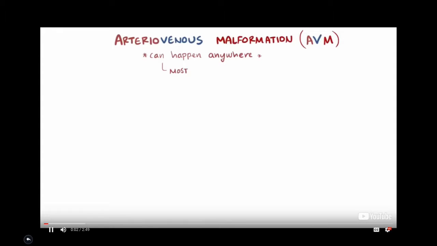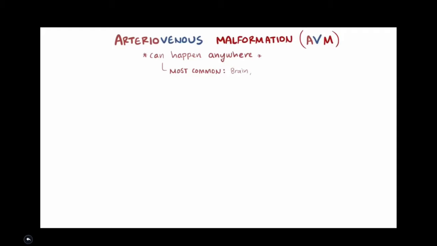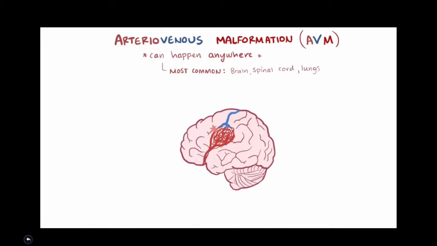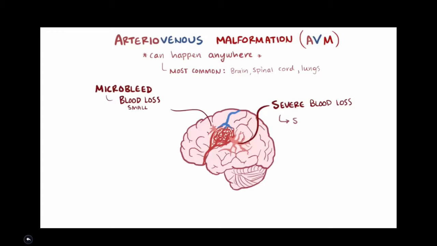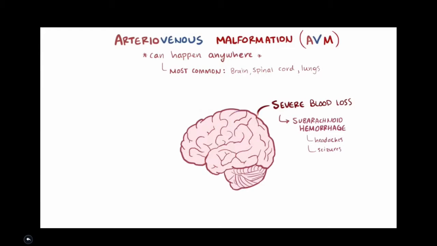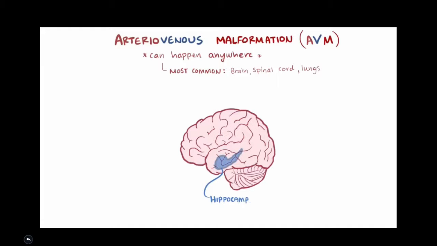form anywhere in the body. They most often form in certain parts of the body, like the brain, the spinal cord, and the lungs. If the AVM ruptures in the brain, blood escapes into the surrounding brain tissue. Sometimes the blood loss can be small, called a microbleed, which doesn't typically cause much damage. But sometimes when blood loss is severe enough, people might experience what's called an intracerebral or subarachnoid hemorrhage. Depending on the location, this can cause several neurological complications, like headaches or seizures, as well as other neurological symptoms that can relate to the part of the brain affected. Like, for example, if it affects the hippocampus, it might affect the person's memory, or if it's the basal ganglia, it might affect their ability to move.